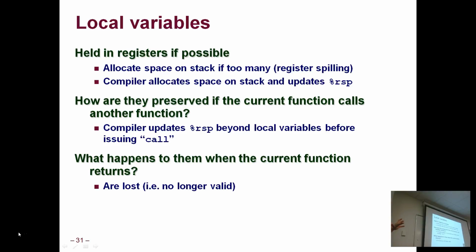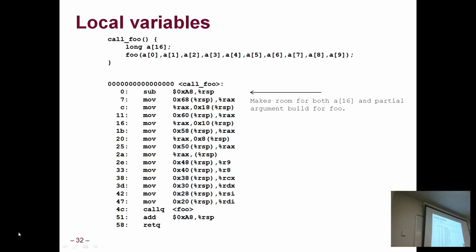When the current function calls another function, you have to preserve all of those local variables, right? You don't want the subsequent stack frame to overwrite the local variables. So it's up to the compiler to make sure that the stack pointer is updated beyond the local variables before it's allowed to call. And that's what this code is doing. This is making room for both A16 and these parameters in the function build before calling foo, so that foo doesn't overwrite all of that stuff. So that's basically it.